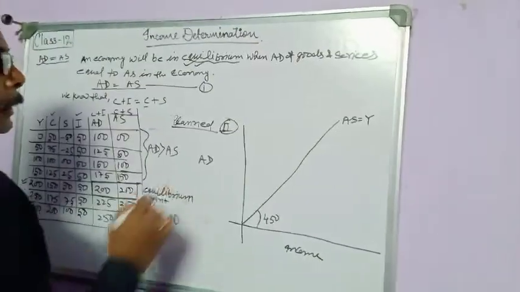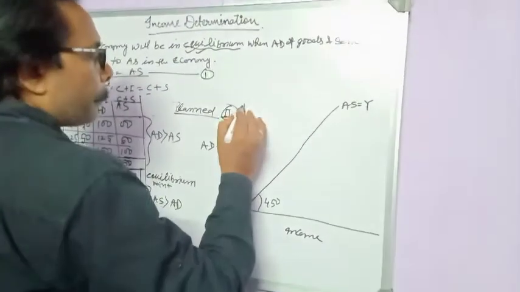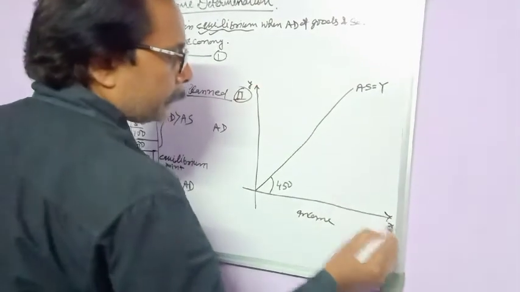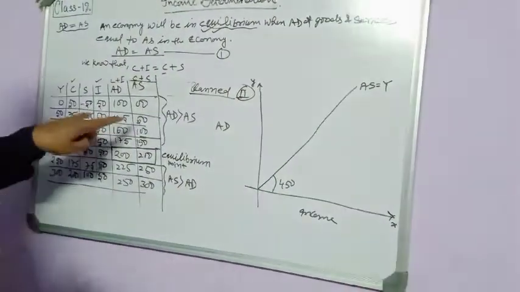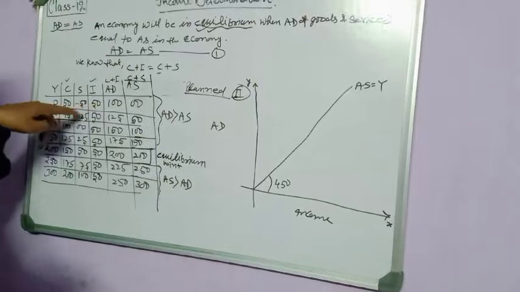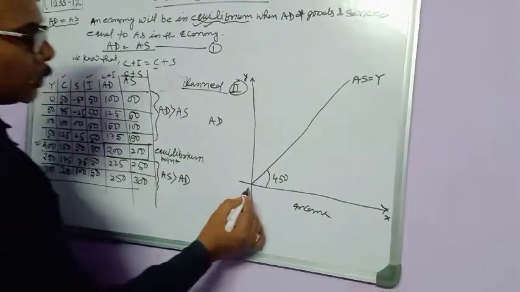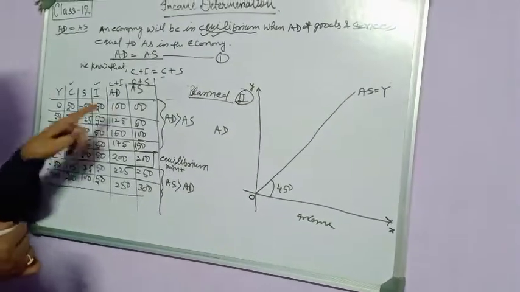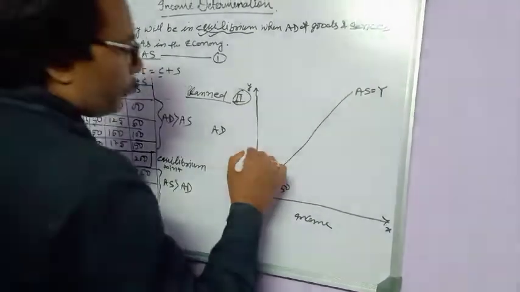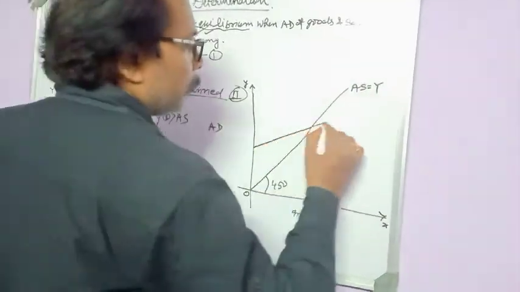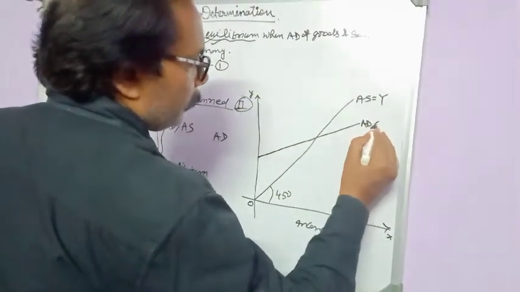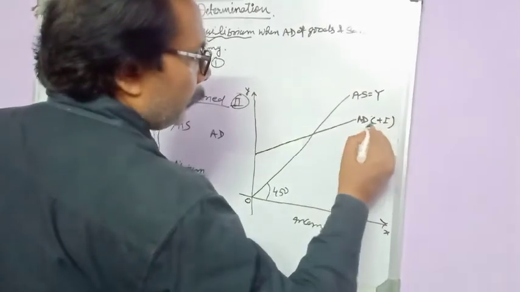Clear? This is our y-axis and this is our x-axis. AD will never be 0, even at a 0 level of income. So if the income is 0, AD will never be 0. That's why the AD line starts from the y-axis. As the income is increasing, AD is also increasing because C is continuously rising.